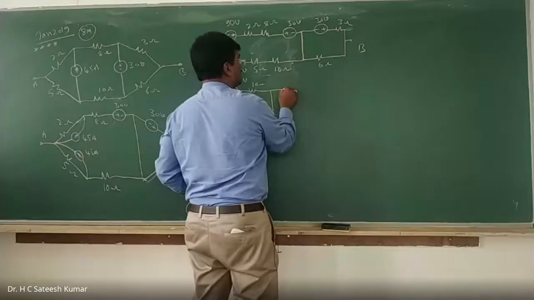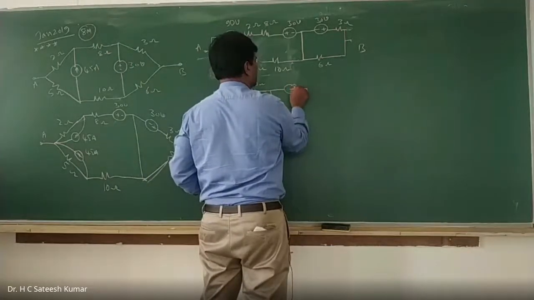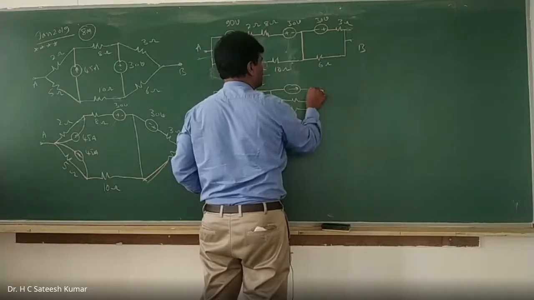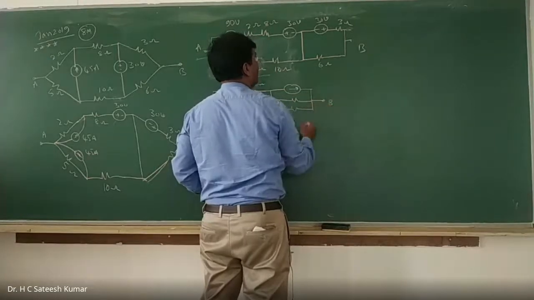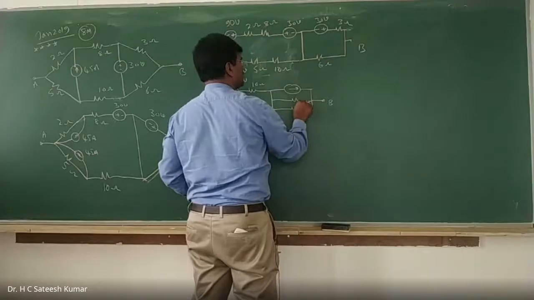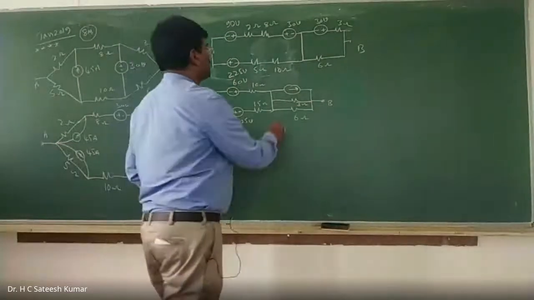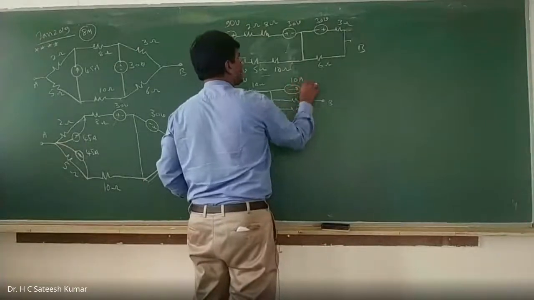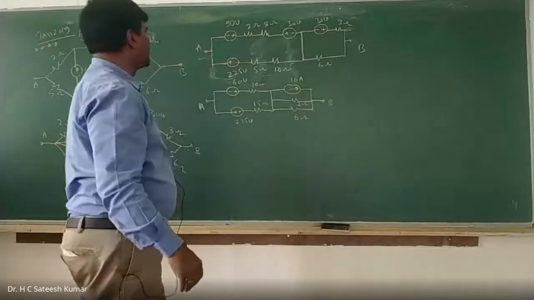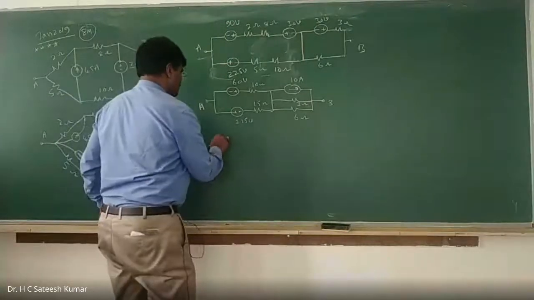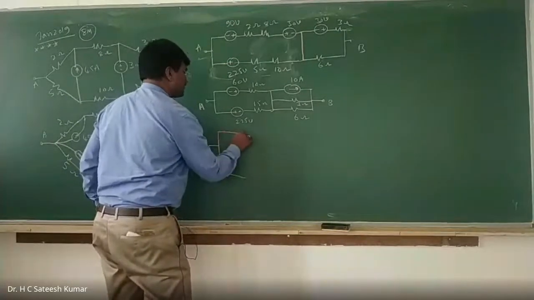And now we convert it into a current source. A current source to the right, and there is a resistance and one more resistance. This is B. This is 6 ohms. This is 3 ohms. And I is equal to V by R, 30 by 3, 10 amps. 10 amps. I is equal to V by R. Now, these two are parallel. Convert it into a current source.